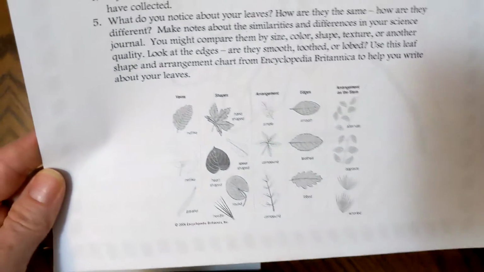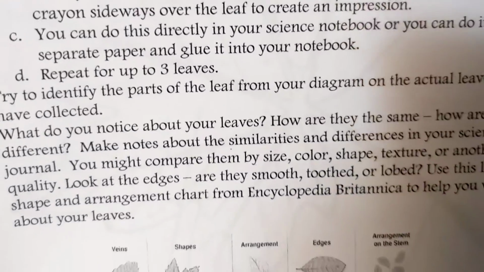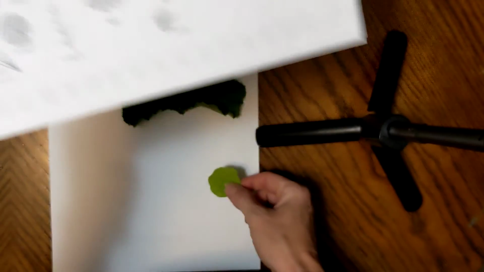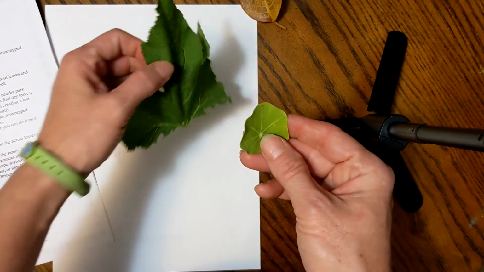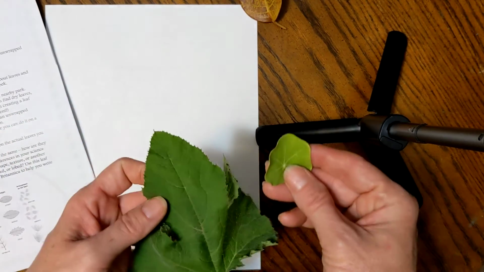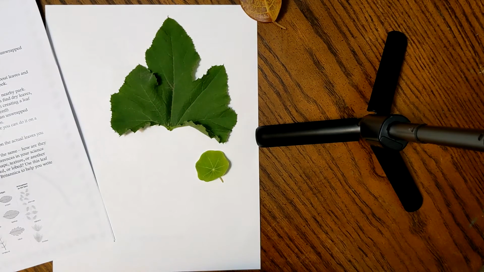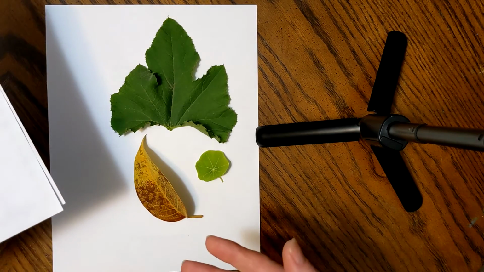And then you can notice the veins. Are your veins parallel, or are they net-like? So I think on mine, my leaves all have net-like. None of them are parallel. I wonder what a leaf would look like that had parallel veins. That's interesting.